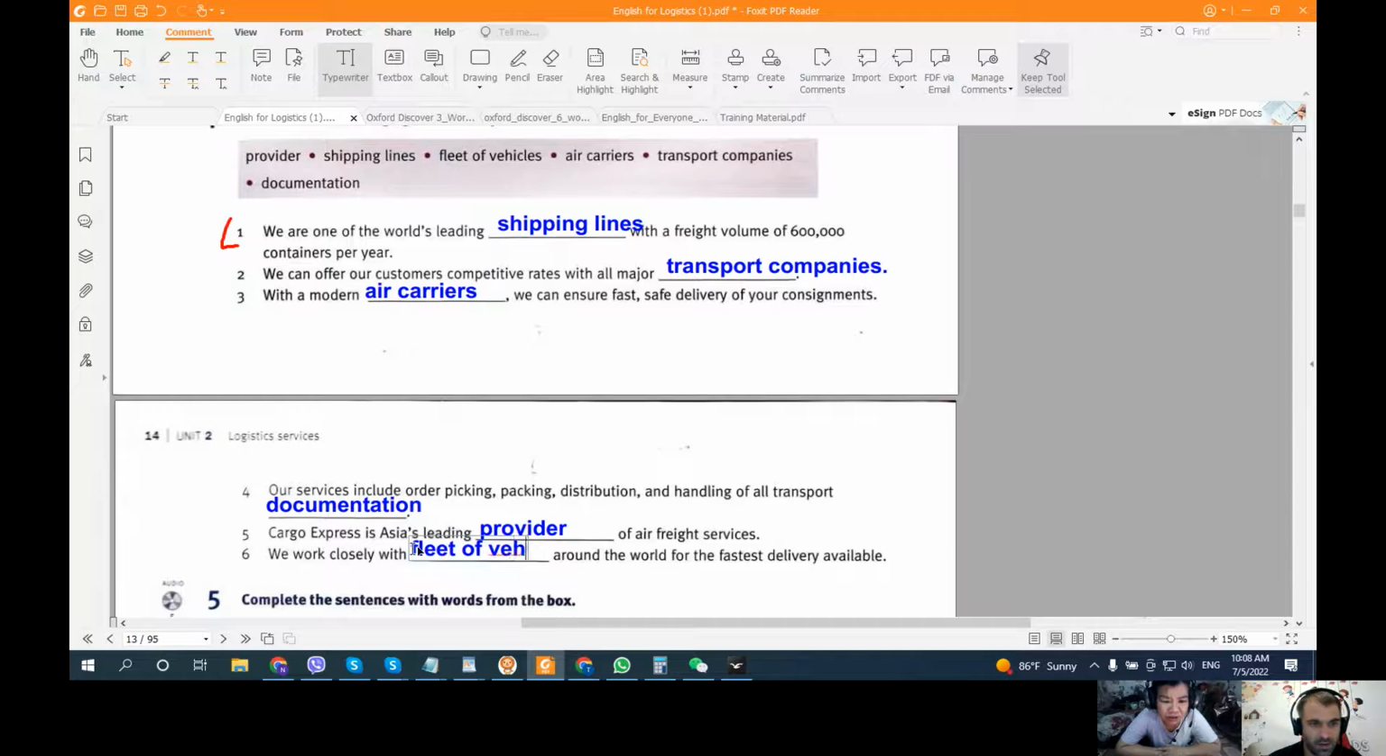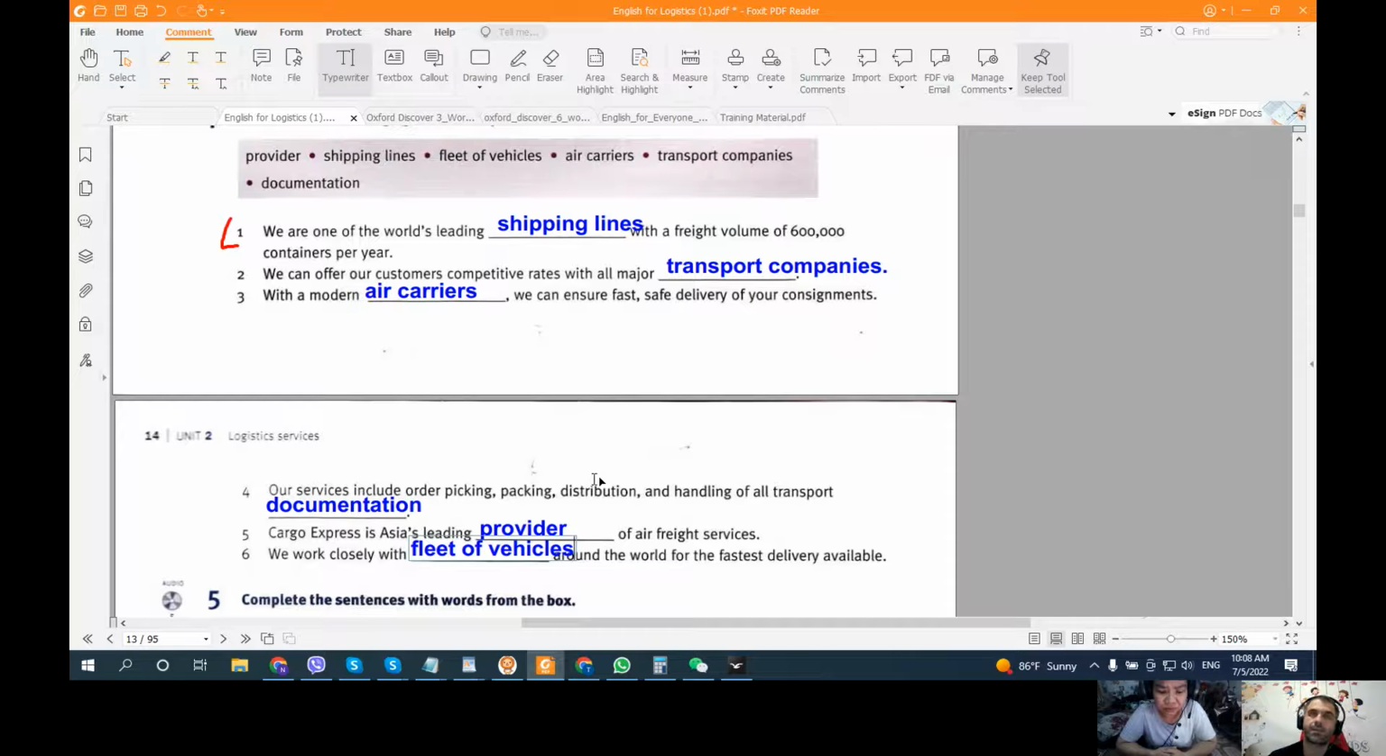Vehicles. Okay. Fleet of vehicles, what does that mean? Fleet of vehicles means different types of vehicles. We work closely with different types of vehicles around the world for the fastest delivery available. You have different types of vehicles when you want to transport something.